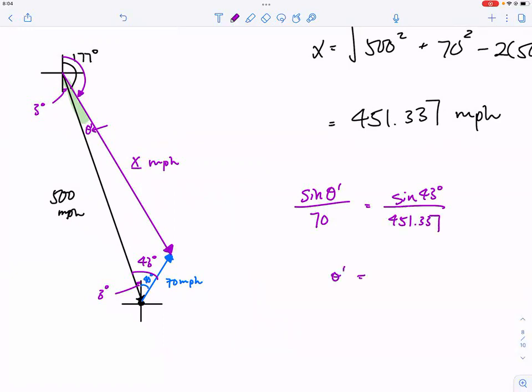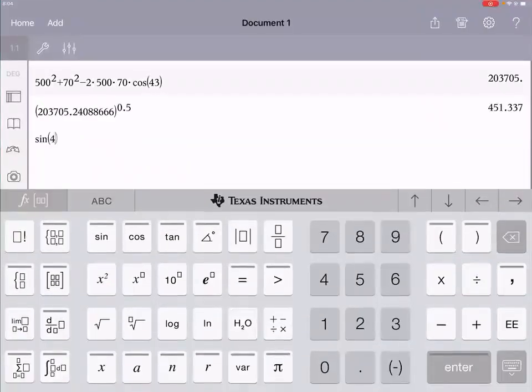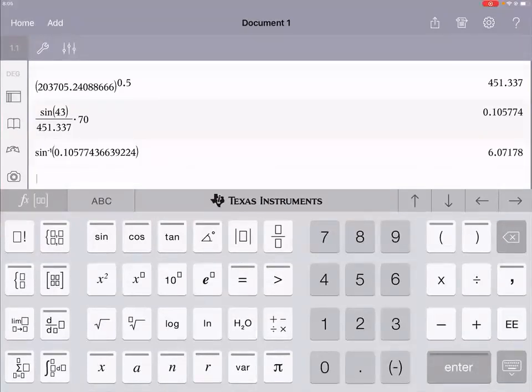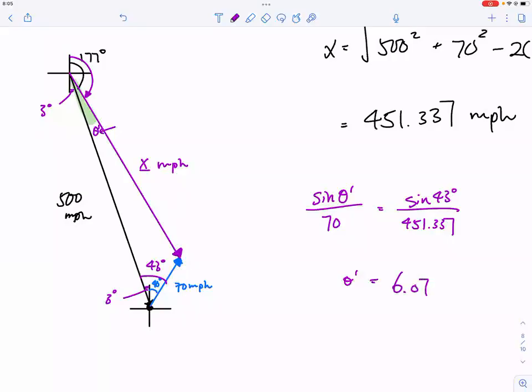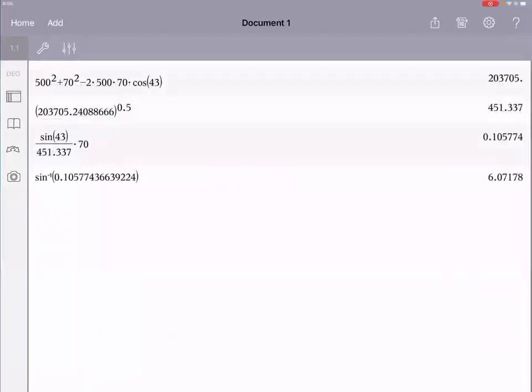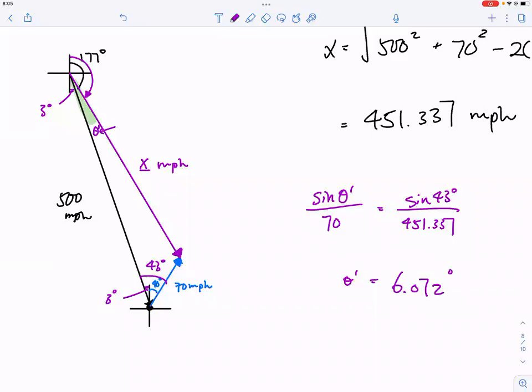451.337. So with all this information, we can find the sine of theta prime. So sine of 43 degrees divided by 451.337, and then times 70. This is the sine of theta prime, not the theta prime yet. So in order to find theta itself, we need to take the inverse sine of this number, which is 6.072 degrees.